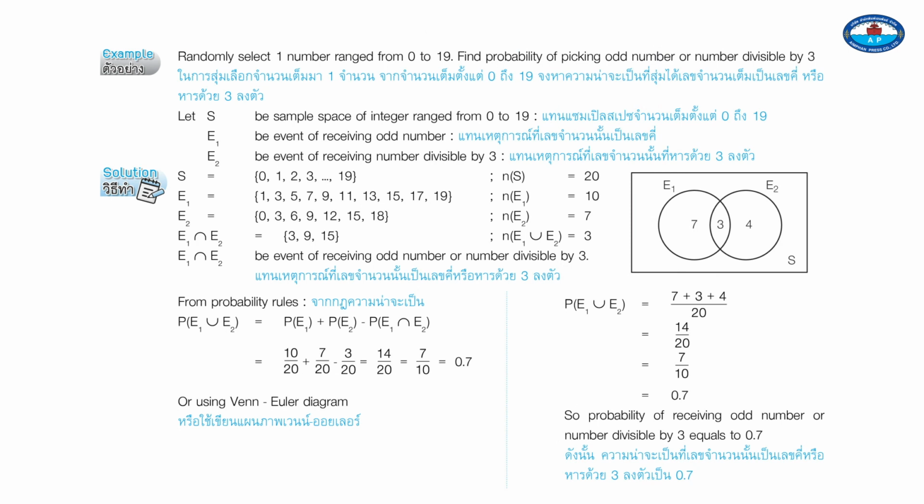Find the probability of picking an odd number or a number divisible by 3. Let S be the sample space of integers ranging from 0 to 19. E1 be the event of receiving an odd number. E2 be the event of receiving a number divisible by 3.